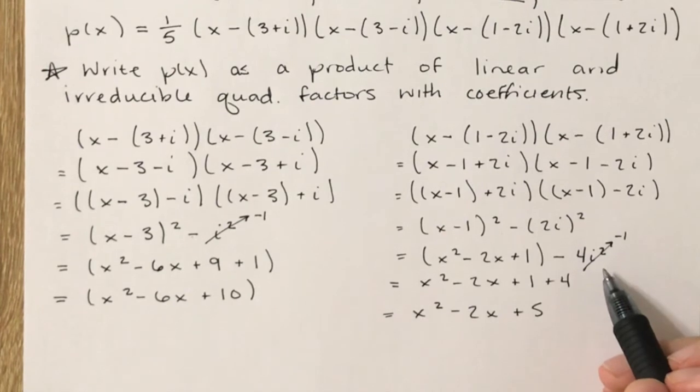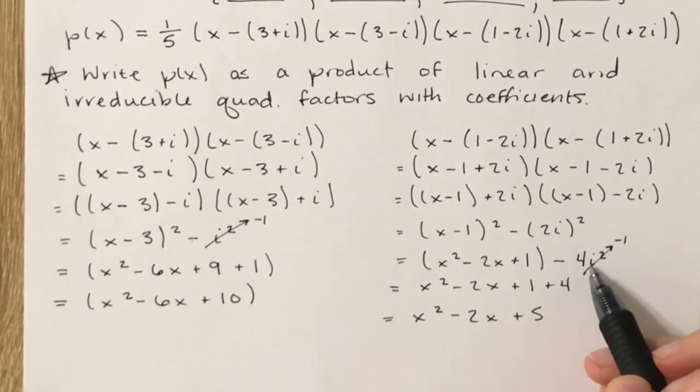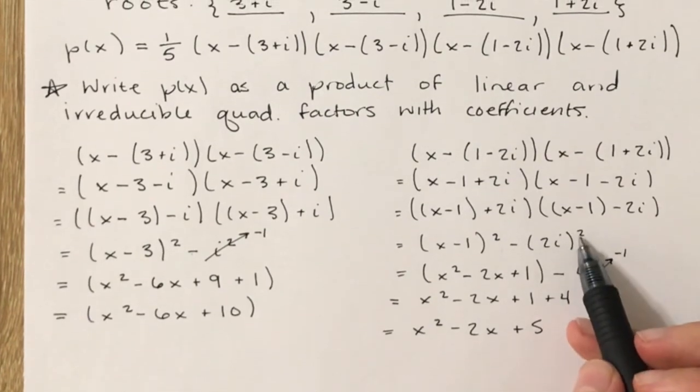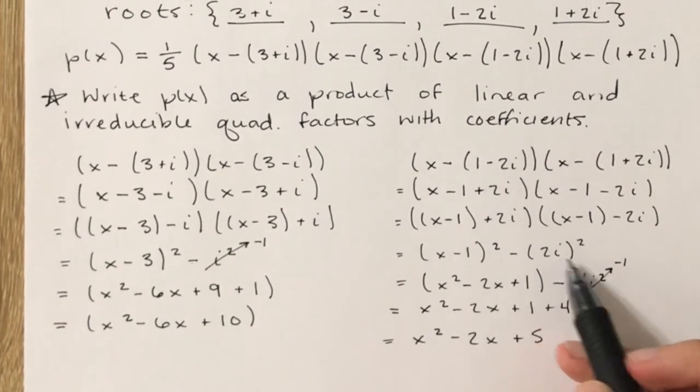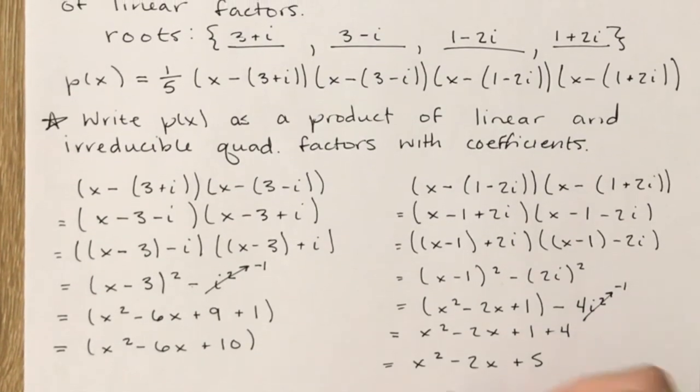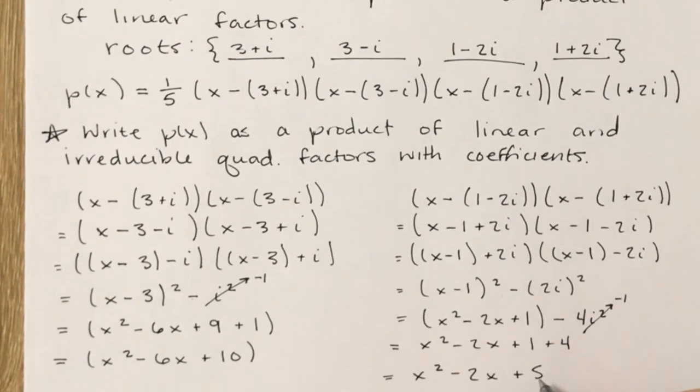The only thing that was really different from last time was that we had a coefficient on i, so we had to make sure that we distribute that squared to both the 2 and the i, and it ended up being plus 4, and we ended up with plus 5 in the end.